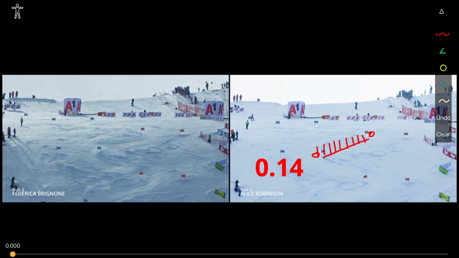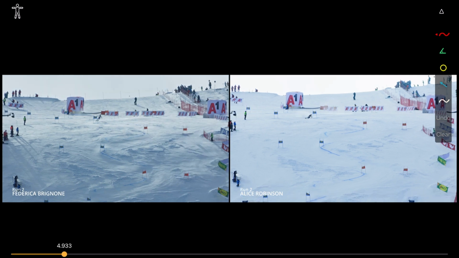So this is just a rough guide of how I like to judge how far in the distance somebody is from each other. That's kind of what I've done here. It'll be roughly this, but you'll see where Brignone starts gradually catching up. There's a few things that we can have a look at quickly.